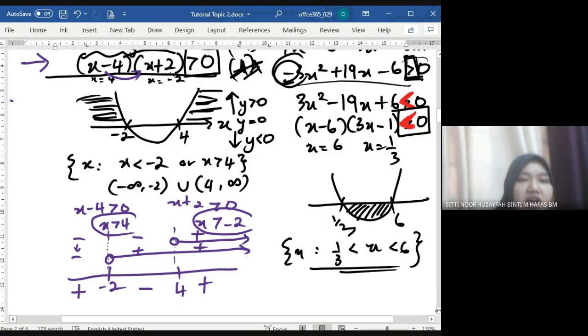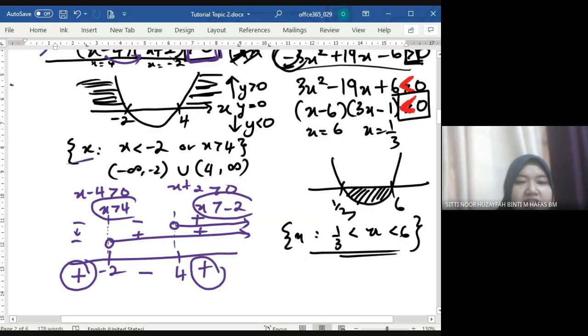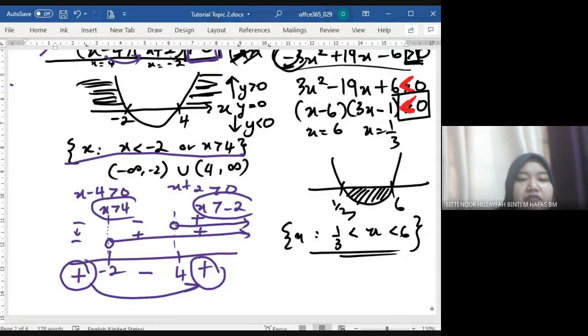Dan soalan minta more than 0. Betul tak? So kita nak yang positif. Jawapan dia patut ambil yang positif region. So jawapan dia still sama: x less than negative 2 or x more than 4. Jawapan dia still sama. Ini menggunakan real number line.